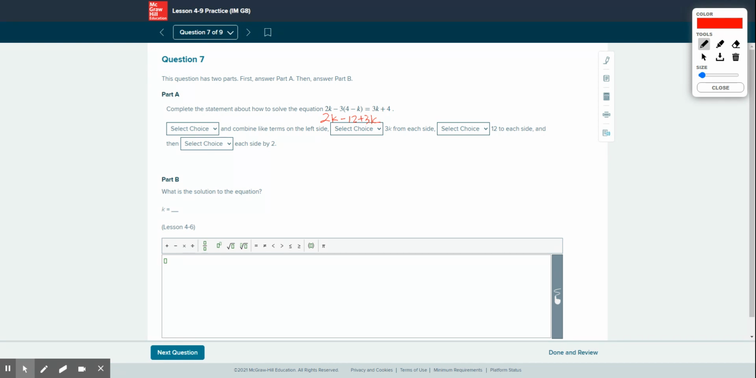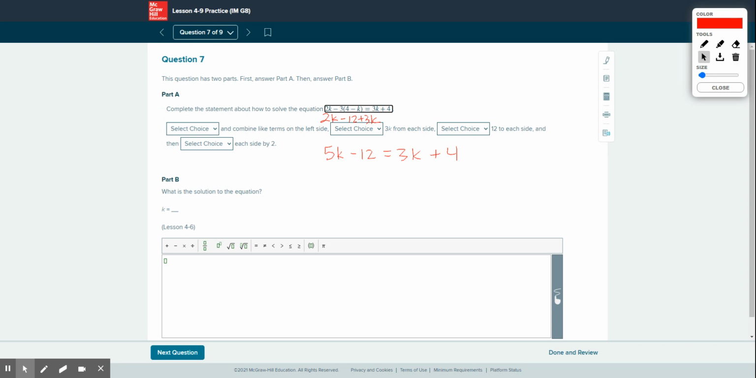After I have those, then I combine them. I end up with 5 times k minus 12 is equal to 3 times k plus 4. And so it makes sense at this point to understand that they're wanting us to pay attention to 3k. Do I add it or subtract it? Because that's the only way to get that 3k, or to just have a 3k, is through distribution here and then combining the like terms.